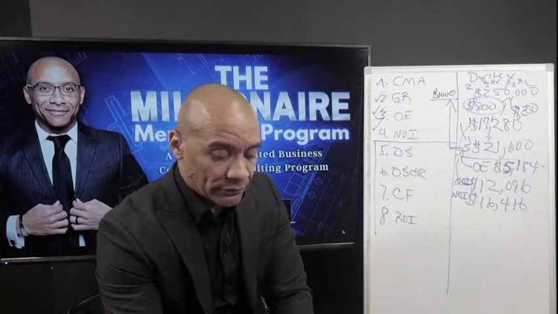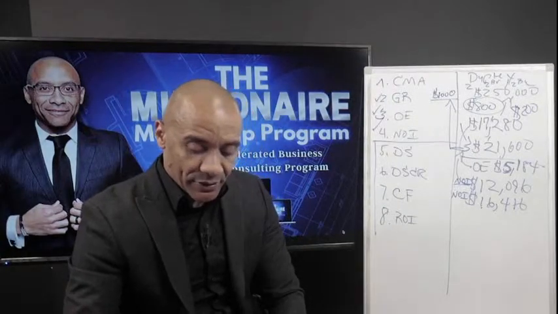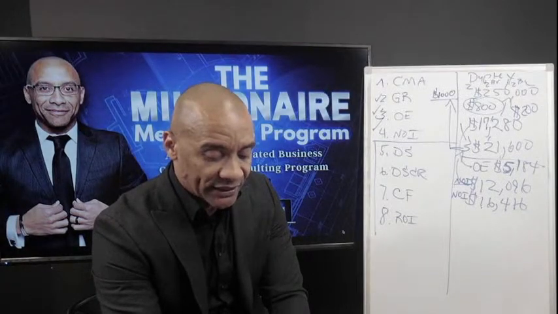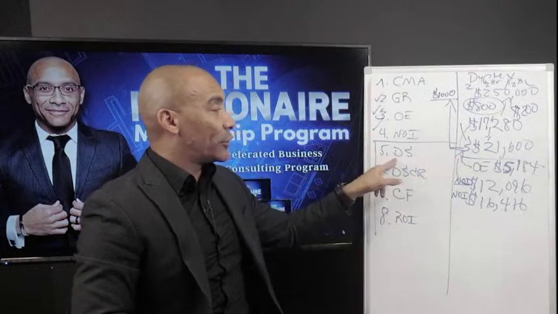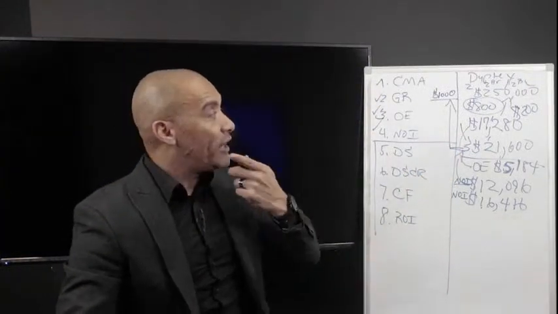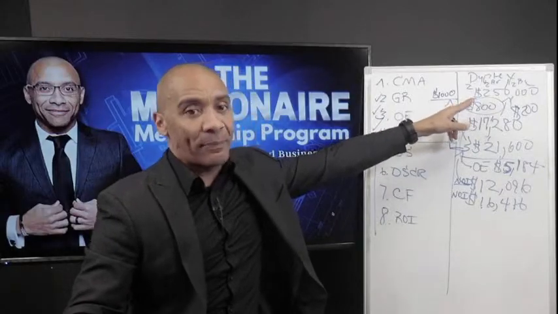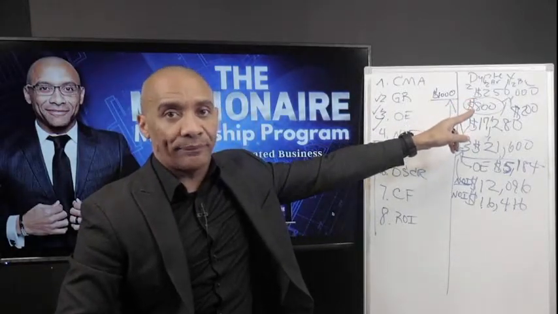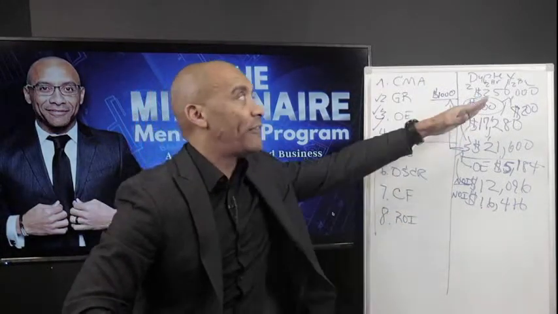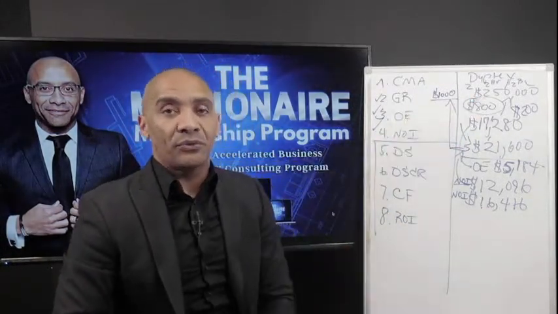So 250 minus 25% is $62,500 at 25% as an investor. That will leave you with $187,500. So your debt service, your mortgage, if you actually put 25% down on this property as an investor, and that would be $62,500 to purchase this $250,000 duplex.